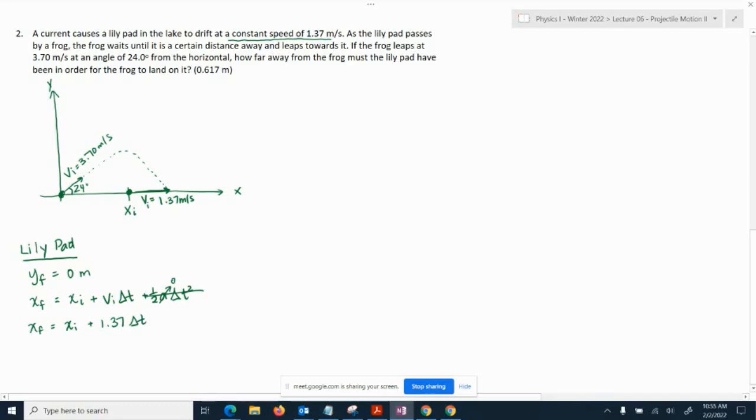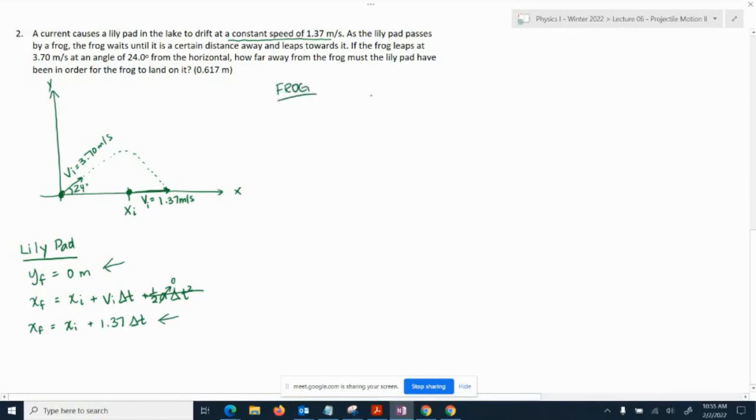Okay, like we said before, because we want our frog to land on top of our lily pad, its final x position also needs to be the same value here, and its final y position needs to be this, just like the poop that landed on the truck. Okay, so now we're going to move on to the frog.